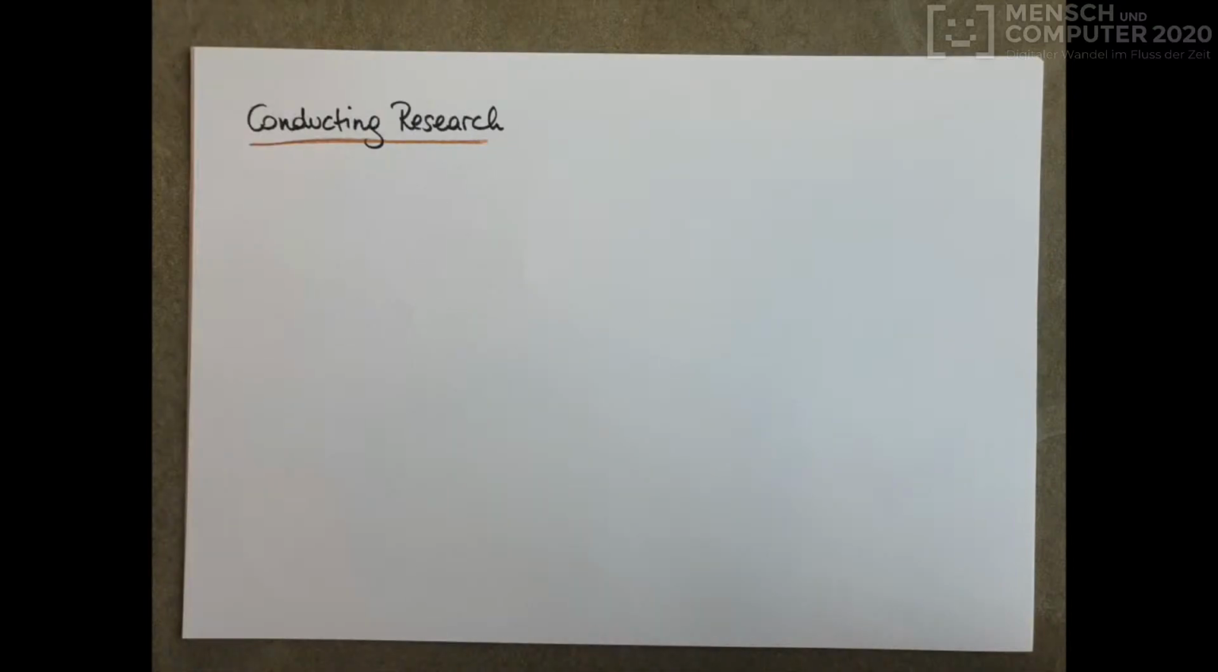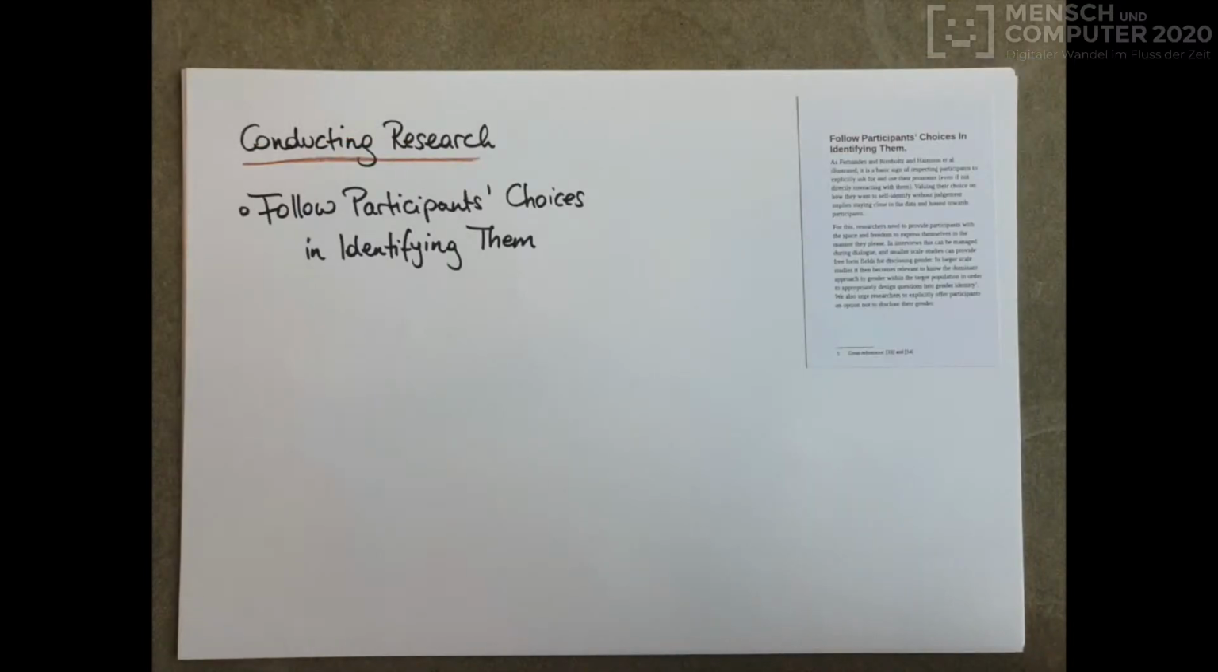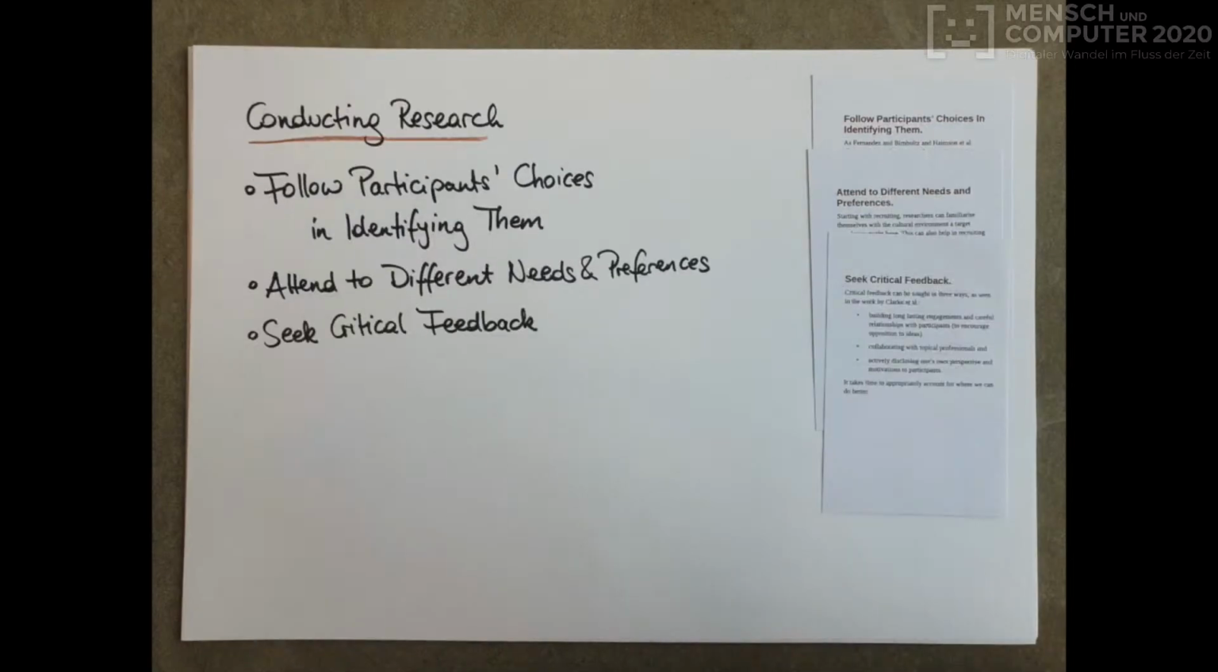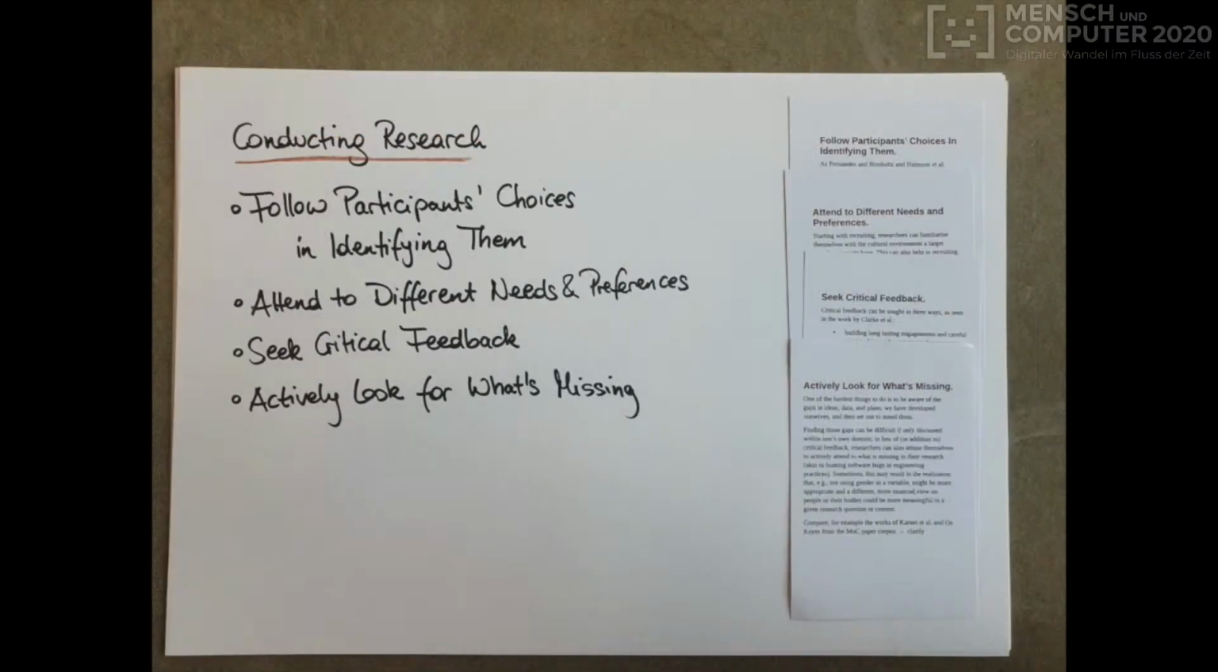When working with people, be they participants or our co-workers, it is vital to treat each other with respect so everyone can participate, voice their ideas, and contribute without fear of negative consequences. Thus, we recommend to follow participants' choices regarding, for example, names, descriptions, and pronouns. And we advise to attend to different needs and preferences, for example in regard to care responsibilities. Further, we suggest to seek critical feedback from participants and/or topical experts and actively look for what may be missing in a given project.